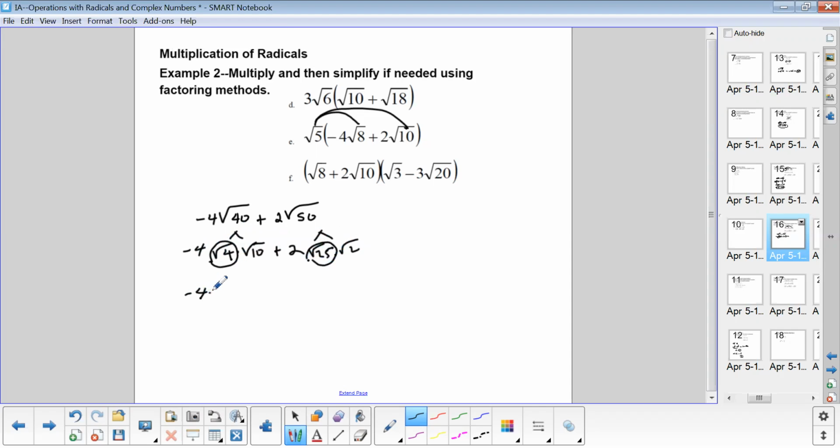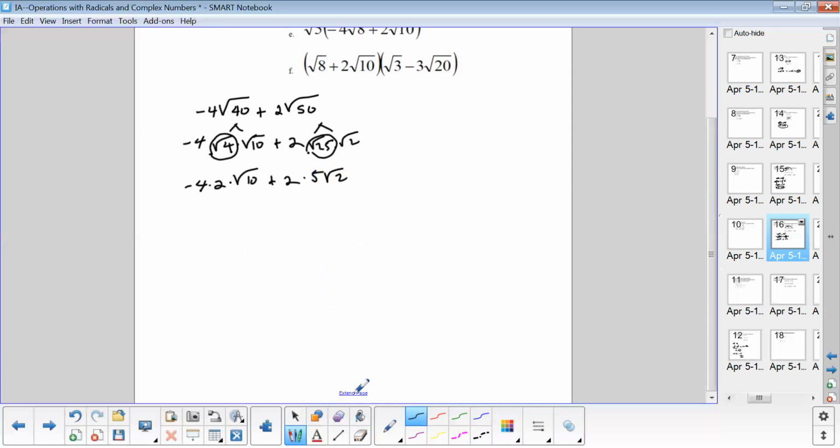So this would be -4 times 2 times the square root of 10 plus 2 times the square root of 25, which is 5 square roots of 2. And so this would become -8 square roots of 10 plus 10 square roots of 2. And you can't simplify anymore because the square root of 10 cannot factor into another perfect square, and 2 is prime, so the square root of 2 would not be able to simplify.